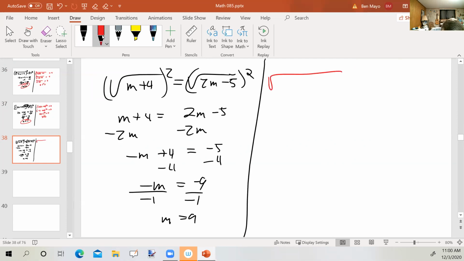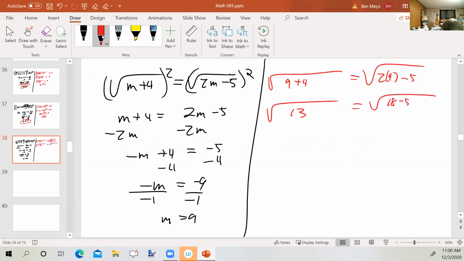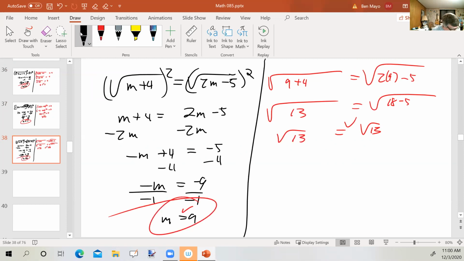Let's see what happens here. We get the square root of 9 plus 4, and the square root of 2 times 9 minus 5. 13, 18 minus 5. All right, I don't know off the top of my head what the square root of 13 is, but I know it's real. And the square root of 13 is equal to the square root of 13. So my solution x equals, or excuse me, m equals 9 is correct.